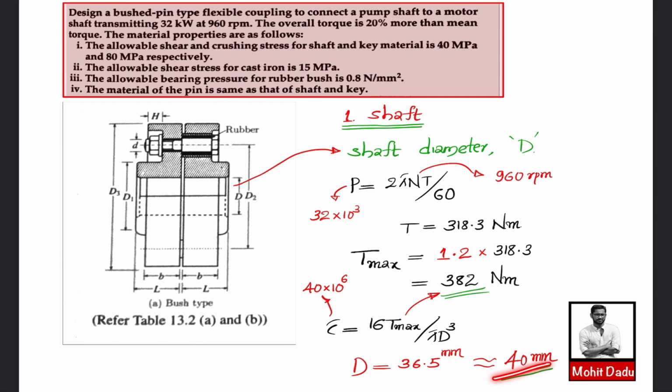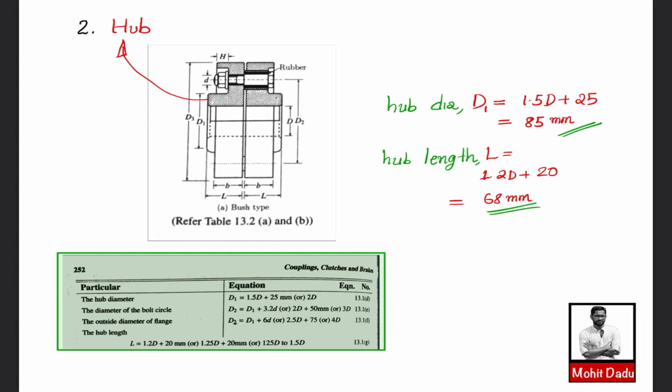We will be taking this 40 mm as the required diameter for the shaft. So capital D is equal to 40 mm. Next we will be seeing the design of hub. We know the hub is the portion which makes the connection with the shaft with the help of key.